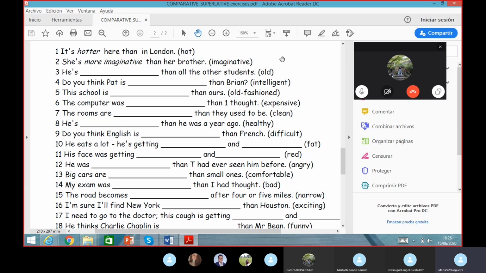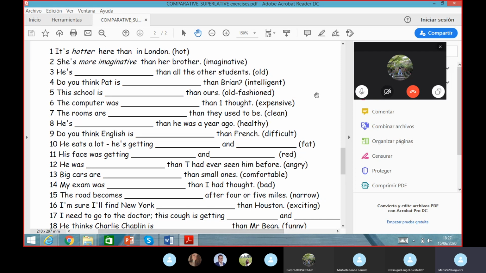7, the rooms are cleaner than they used to be. De lo que solían estar. Eso es el used to, ¿ok? De esos ejercicios también sacamos vocabulario, ¿ok? Como ya os he dicho en otras clases.